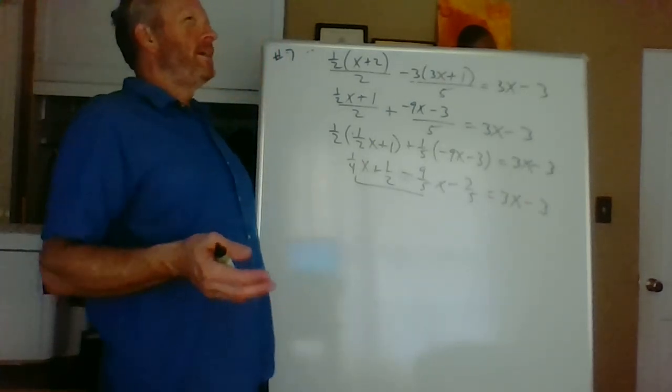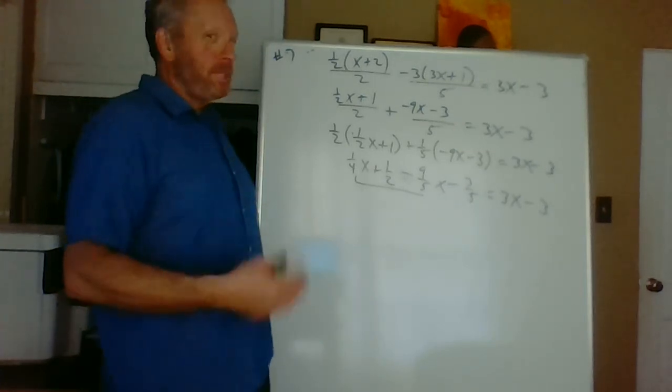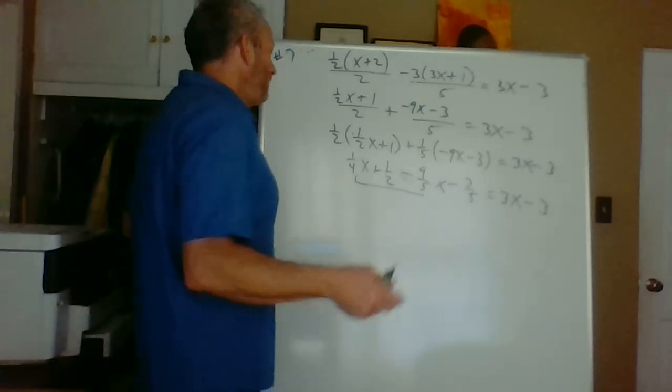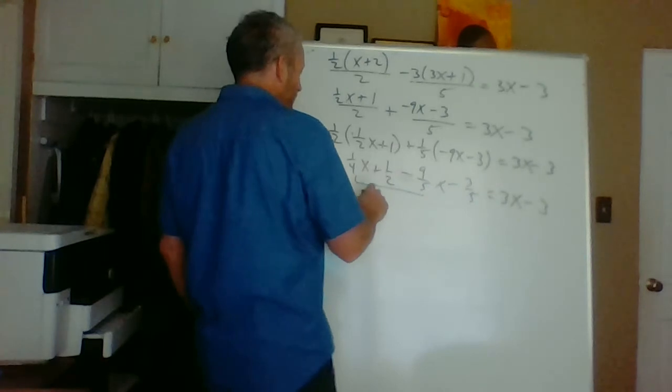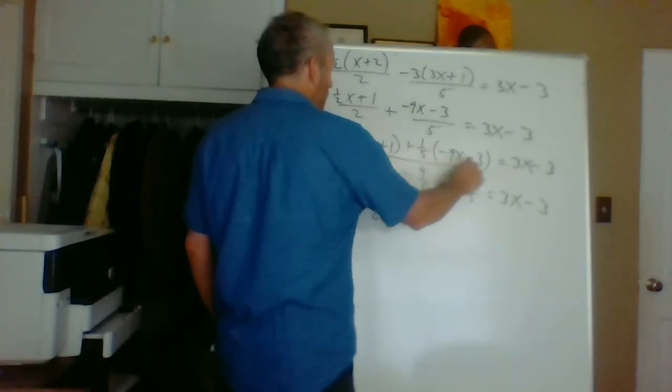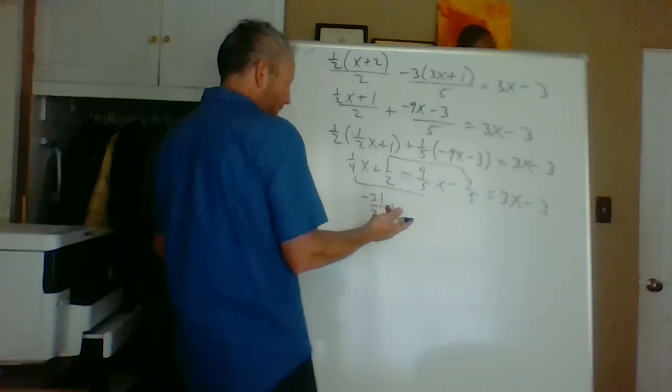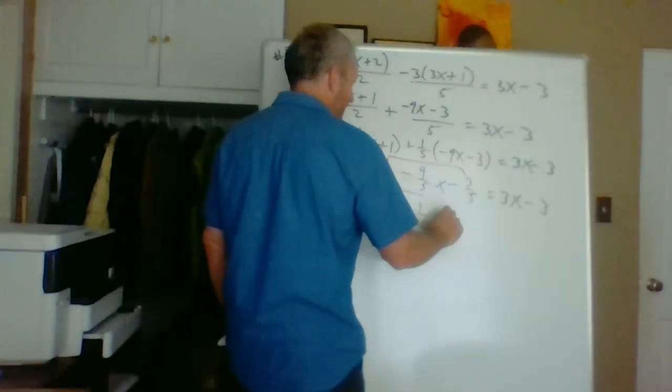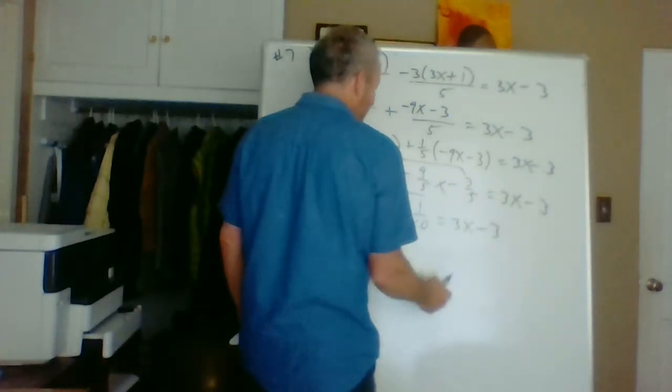Even me, sometimes my brain just goes on strike. I mean, it doesn't want to do this, but you have to force yourself to do it. So when you get this here, negative 31 over 20x, and then 1/2 minus 3/5 would be what? Negative 1/10 equals 3x minus 3.